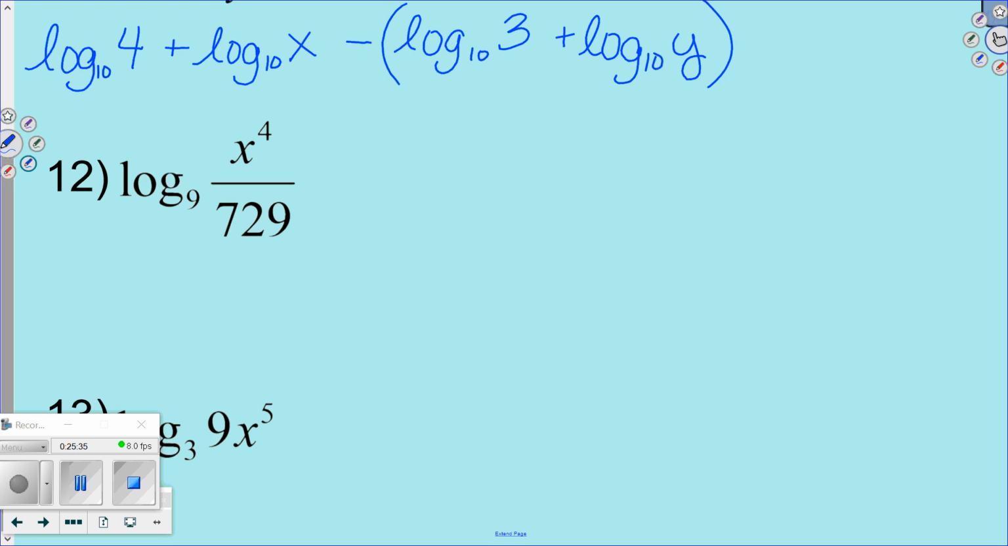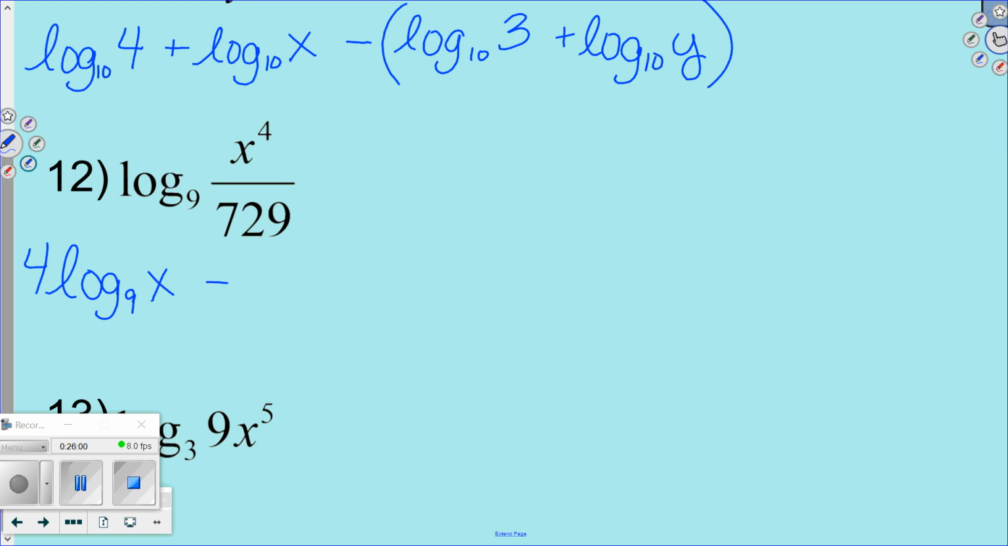All right. Number 12. How many times will you write log? 2. I have the x piece and I have the 729. Okay. So log base 9. What am I going to do with that? How do you do the first? There should be a 4 in front. Good. Log base 9 of x.